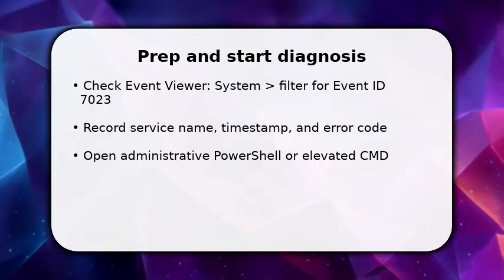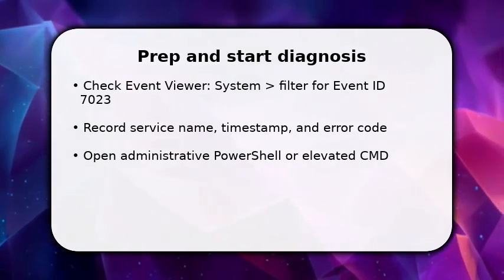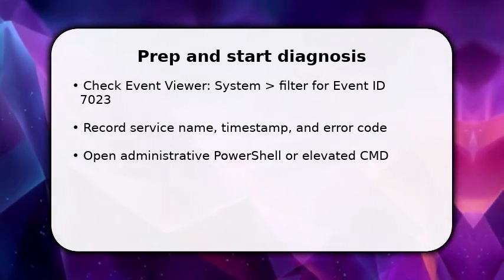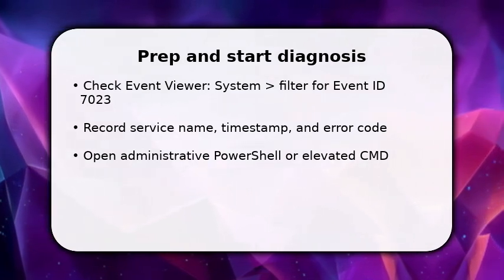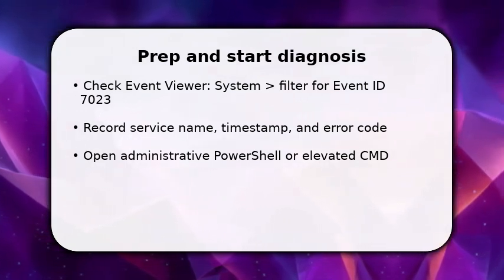You begin by gathering the critical facts. Open Event Viewer and filter for Event ID 7023 to capture the service name, timestamp, and error text. With that info, elevate to an Administrative PowerShell or CMD and run sc query <service name> to see the current state.